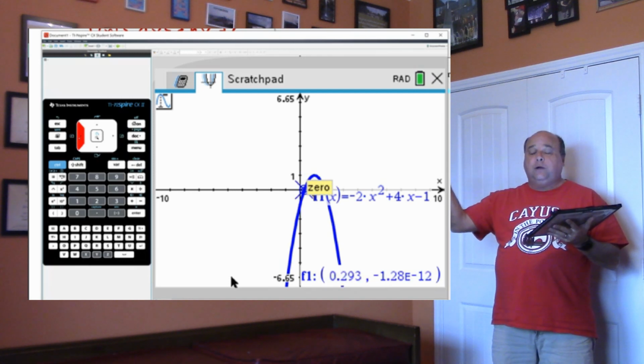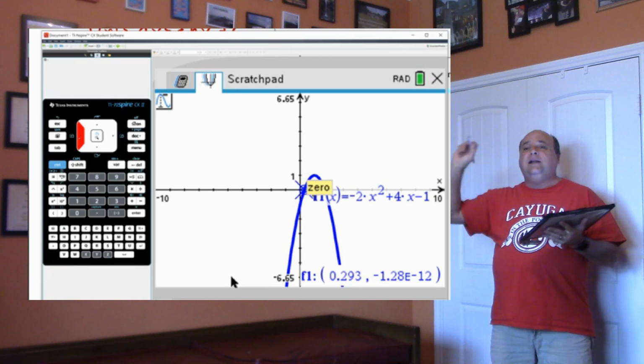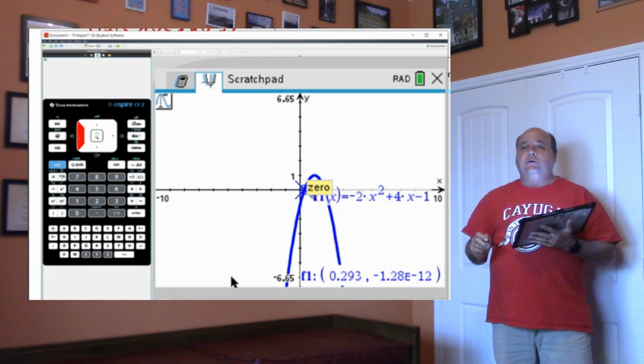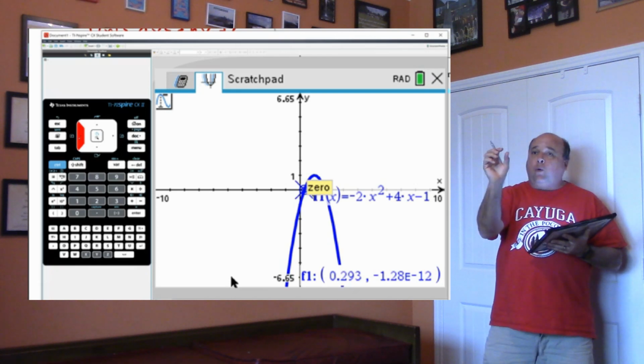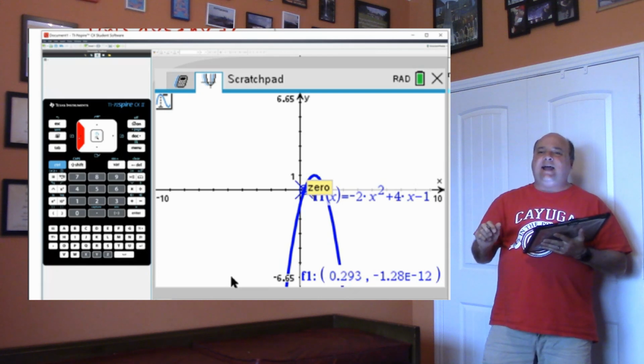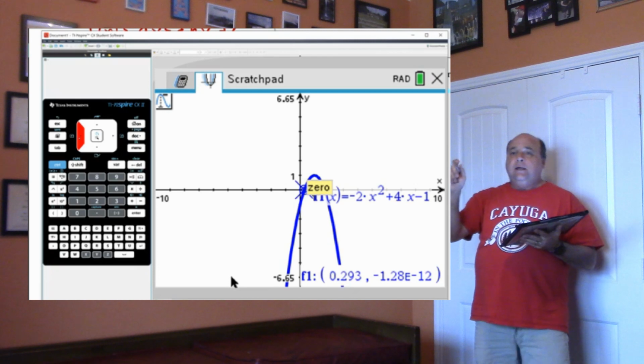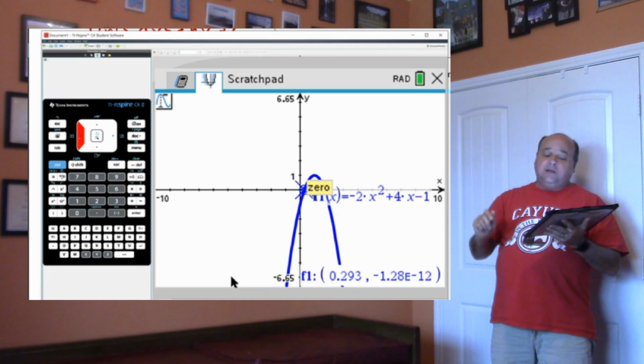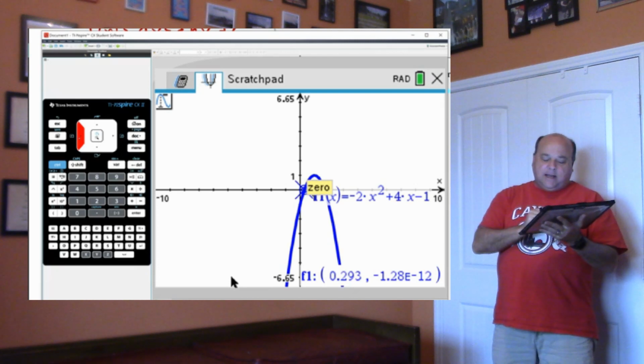We're going to round that to 0.29. Notice to the right, it doesn't say exactly 0, does it? So the square root answer is not exact, okay? That's the closest the calculator could get to a 0. Not exactly 0, but it's close enough. So we're going to use 0.29.